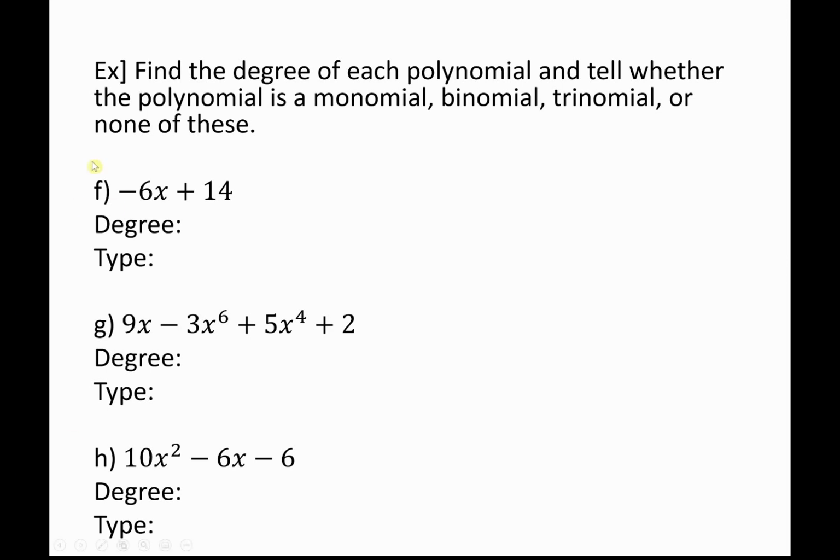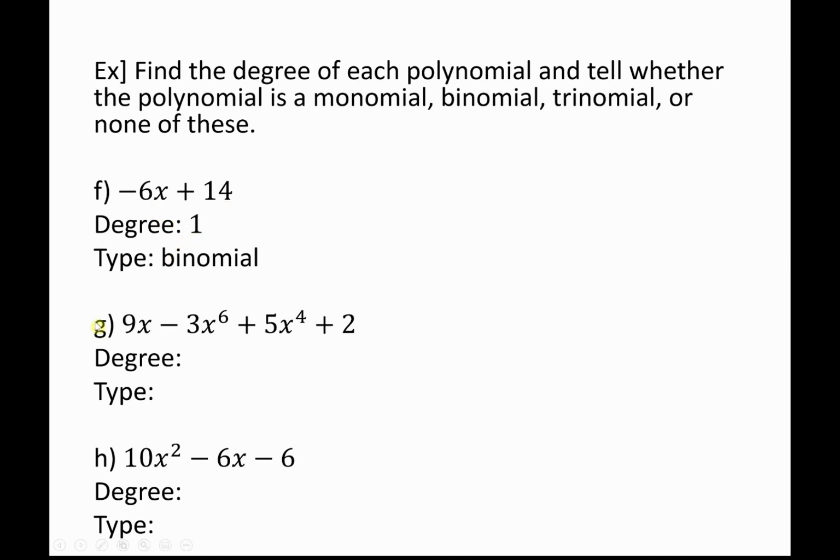Okay, let's start with example F. Now notice that it has a variable part in it, so it's definitely a non-zero degree, and it looks like the highest degree will be a 1. So this is a first degree polynomial. Its type would be, well, how many terms does it have? It has 2 terms, so it would be called a binomial.